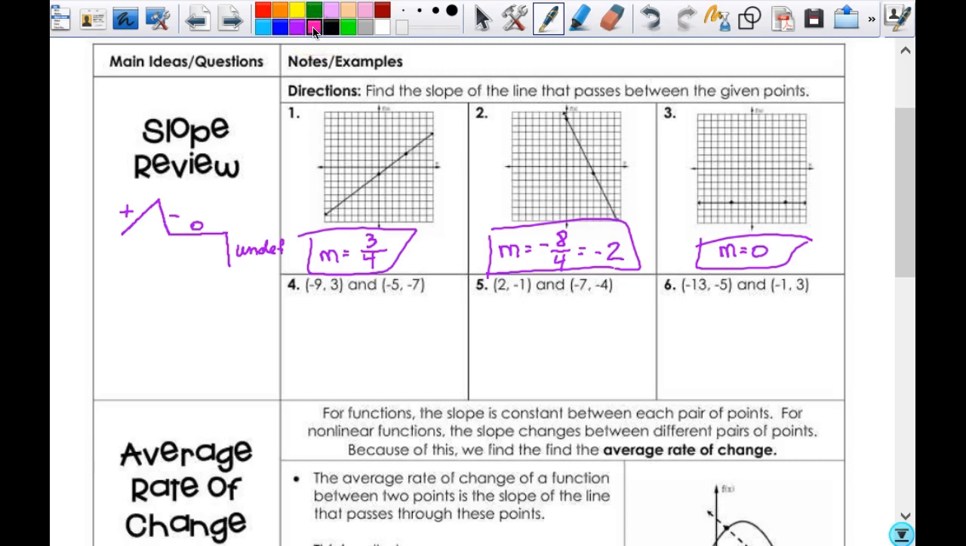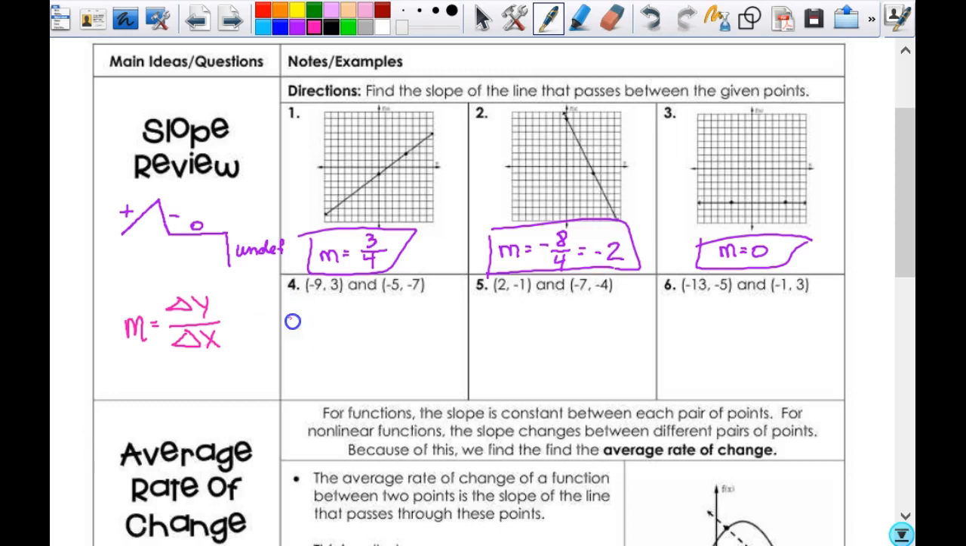Then when we have actual ordered pairs, our big boy and girl slope formula is what? Good. Delta y over delta x. Delta should be familiar to everybody because you should have used it in chemistry. You're definitely going to use it in physics. You should have used it in algebra and algebra 2 for slope. But delta y over delta x.